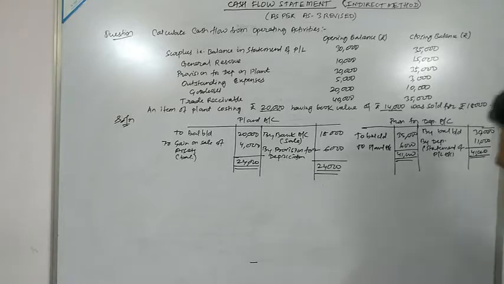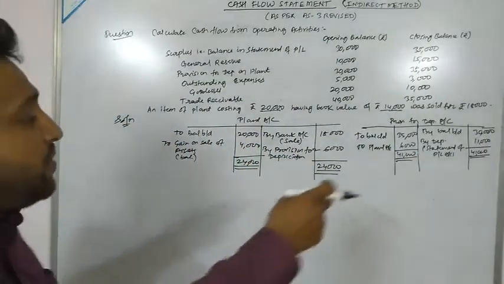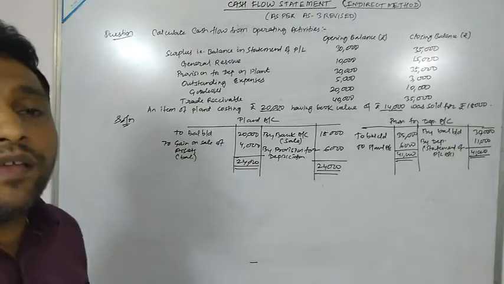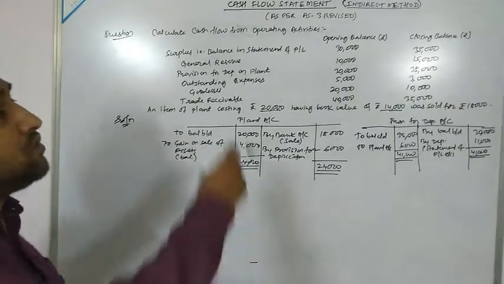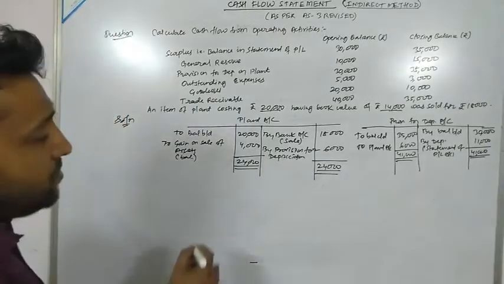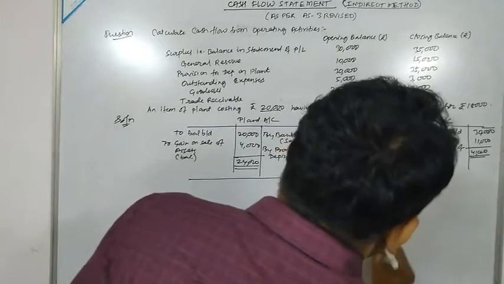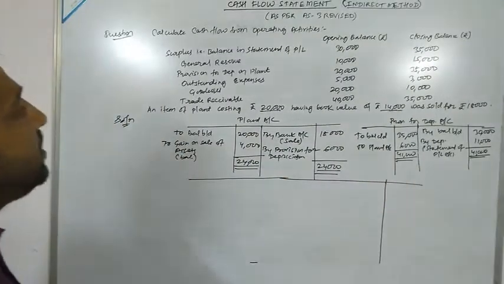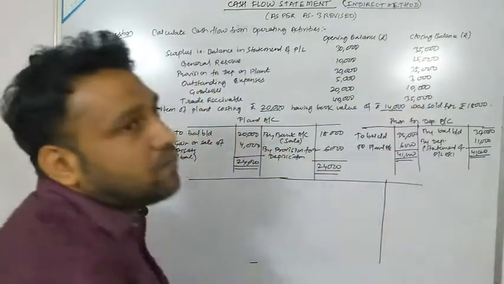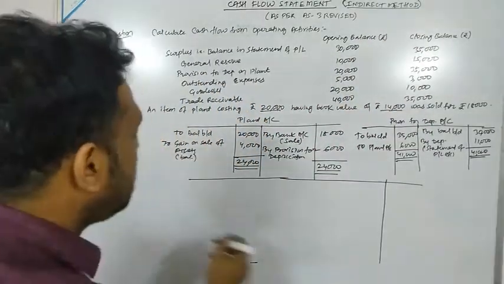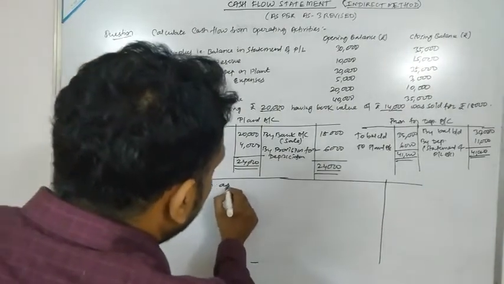Okay, so from here we have calculated the amount of depreciation as well as the gain on sale of assets. Now what are we required to prepare? Cash flow from operating activities. So let us prepare it. First of all, what we have to write? Statement of profit and loss. Opening balance is 30,000, closing balance is 35,000. So how much is the profit? 5,000. So we have to write surplus as per P&L account.